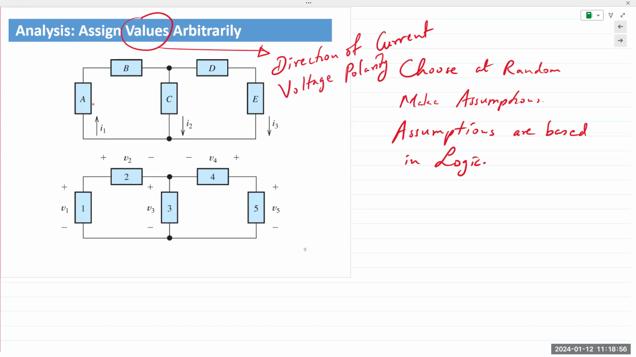The point remains, you choose and assign current direction and voltage polarity at random. You make an assumption. The assumption is based on logic because if we know the positive and the negative end of a component or of an element, then we know current flows from high to low. It goes from plus to minus. We'll just see that in a couple of slides.